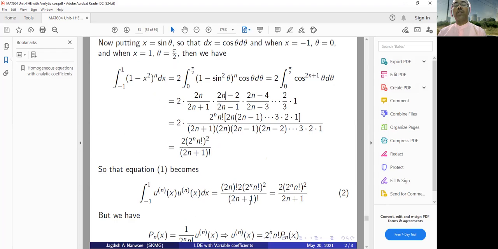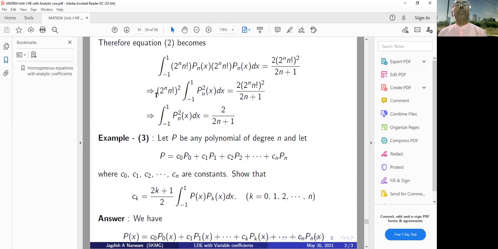So this can be written as 2n plus 1 into 2n factorial. So this 2n factorial vanishes with this 2n factorial, and what remains is this. But what we have, the Legendre polynomial of degree n, is defined in this way. And what is the nth derivative of u? It is 2 to the power n factorial Pn of x, and therefore Pn of x will be this. So put the values here, you will get this. And this is Pn square.